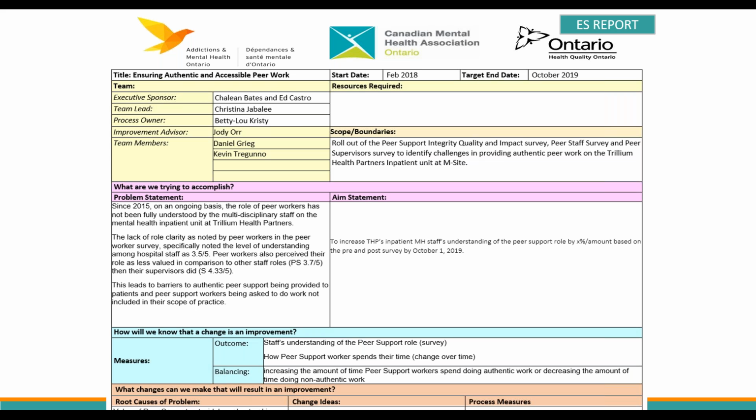So then our problem statement was just kind of in a Coles Notes version. So since 2015, the role of peer support workers has not been fully understood by the multidisciplinary staff on the unit. The lack of role clarity, as noted in those surveys, has led to barriers to authentic peer support work being provided to patients, and peer support workers being asked to do work not included in their scope of practice. And so our aim is really to increase the inpatient staff's understanding of the peer support work in order to increase authentic peer support. And so we have a percentage there.